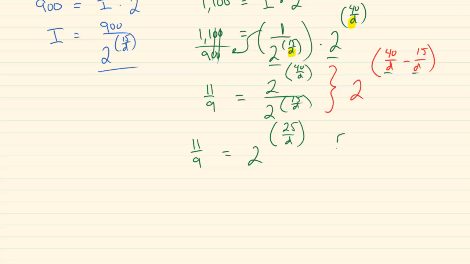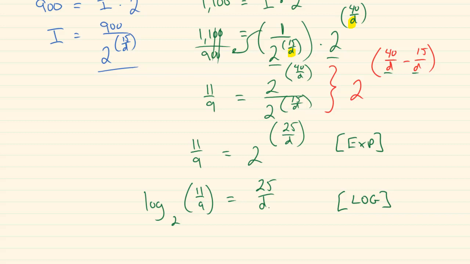Now this is in exponential format, and it's tough for us to solve this in exponential, so we're going to convert it into log format. So doing that, we'll get log base 2 of 11 over 9 equals 25 over d. Manipulating this to get d by itself, we'll get d equals 25 divided by log base 2 of 11 over 9, which is approximately 86.4 minutes.